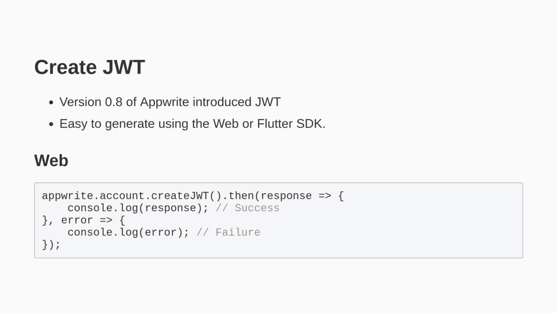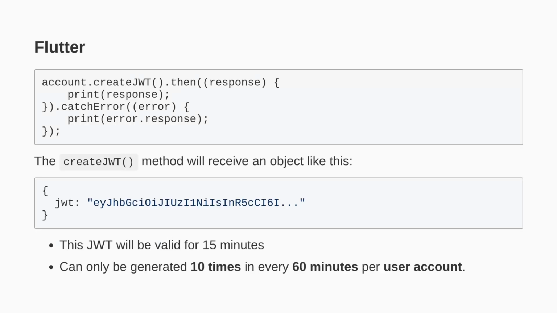How can we create a JWT? From version 0.8, Appwrite introduced JWT, and we already have updated SDKs that can generate it. Right now, due to the nature and use case of JWT, only the Web or Flutter SDKs support generation. You can see the example. In web, you can simply use appwrite.account.createJWT. In the same way, in Flutter, you can use account.createJWT to get the JWT.